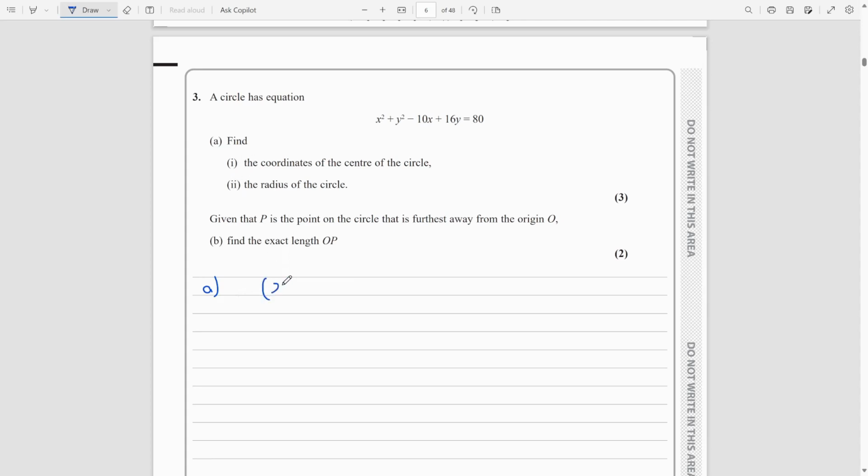So for the x's, it's going to be x minus 5 squared. That gets us the x squared and the minus 10x. Then we subtract 5 squared. For the y's, we need to complete the square on those, and that's going to be y plus 8 squared. That gets us the y squared plus 16y, minus the 8 squared, and that equals 80.